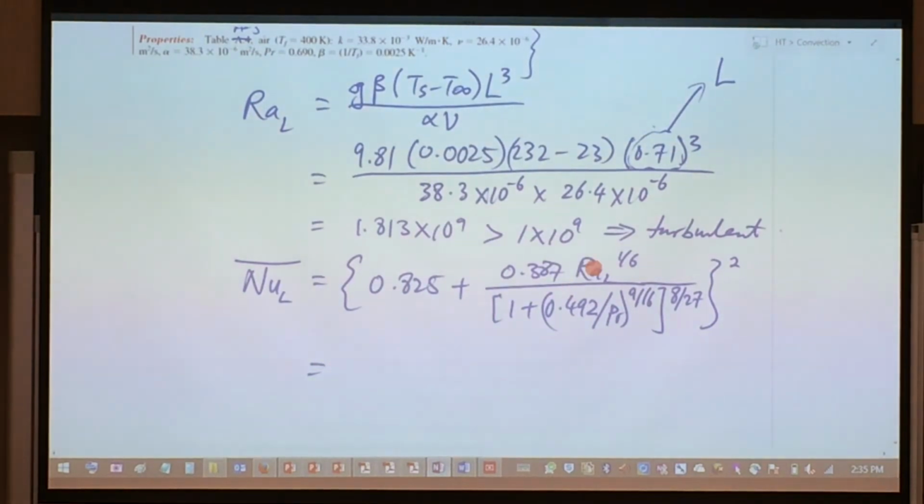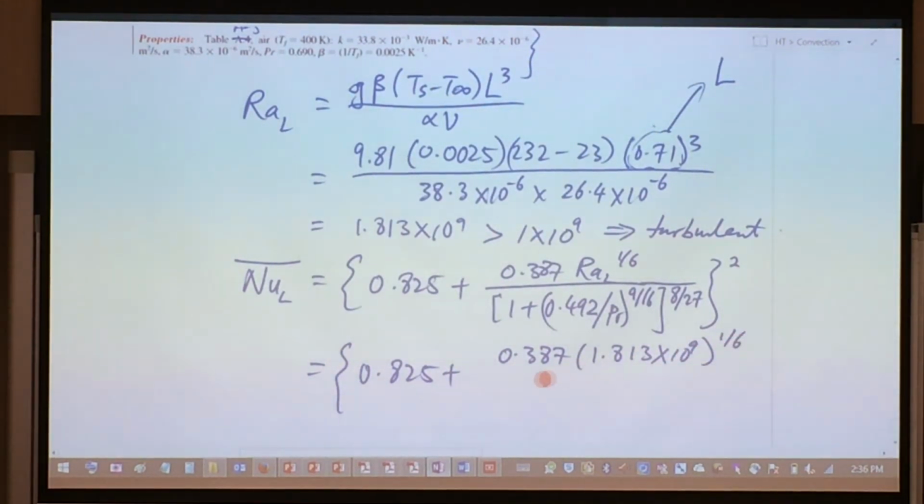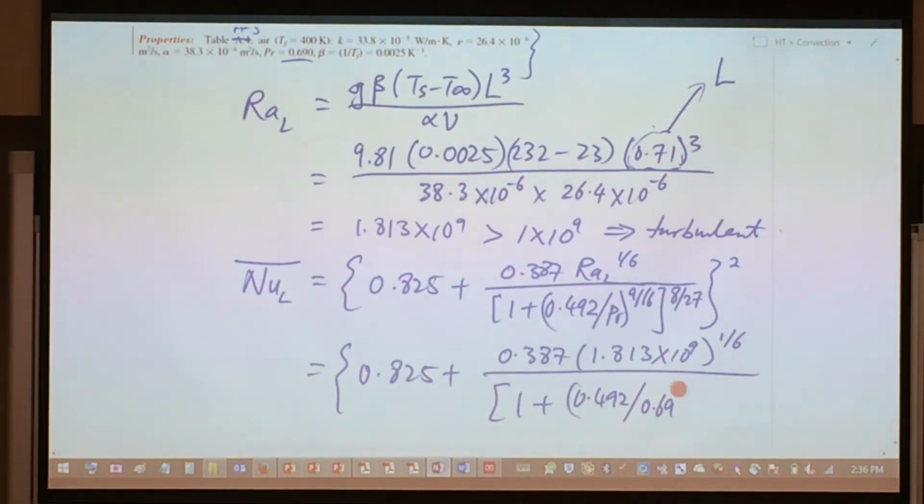So now let's put in all those Rayleigh number and Prandtl numbers. Rayleigh number, we have solved that, that's 1.813, to the power of 1/6. And Prandtl number, we had it right up here. Yeah, Prandtl number is right up here, 0.69, power of 9/16, 8/27. And don't forget, there's a square there.